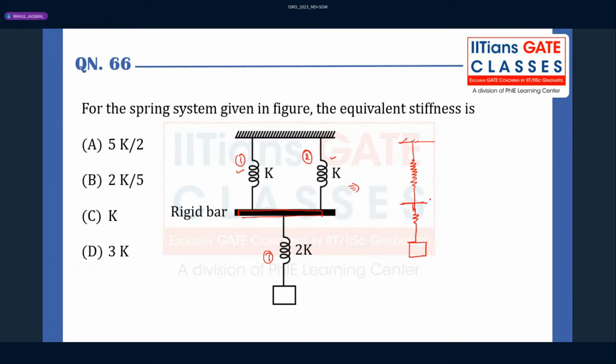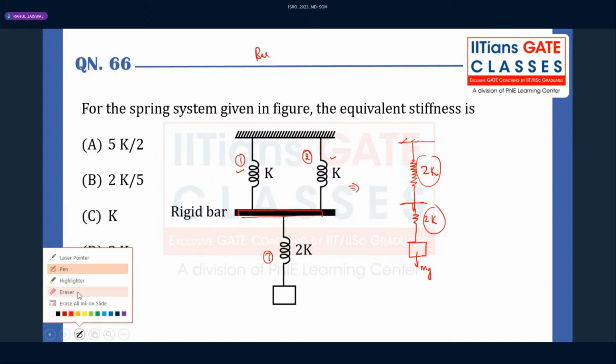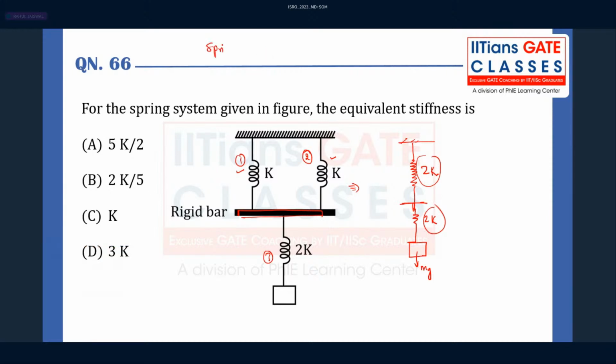What will be the equivalent stiffness? Here it is 2K. Now we are applying any amount of load. Now this 2K and 2K, because when the springs are in parallel combination, like this, if it is K and K, then what is the K equivalent? K equivalent will be K1 plus K2, which is K plus K.